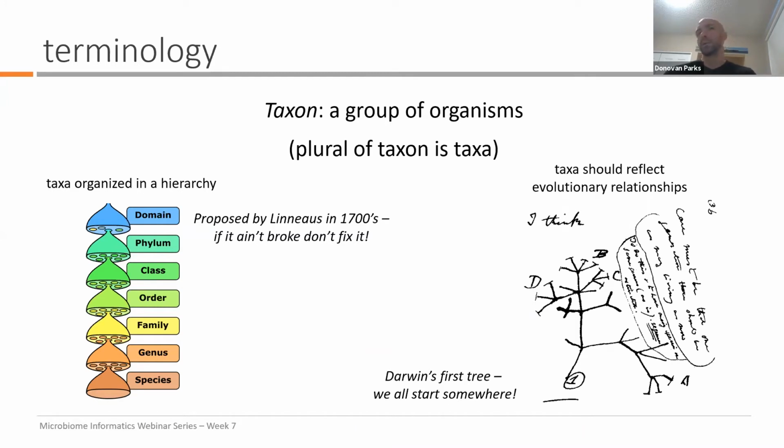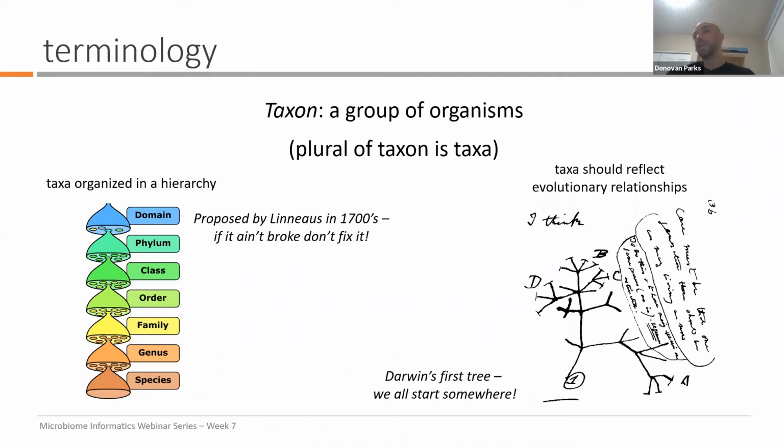Now, generally, when we talk about a taxon these days, we mean something that's in a hierarchical system. So I'm sure you've all seen this, where we have taxa going from species to genus up to domain. And this really dates back to Linnaeus in the 1700s. And it has simply proven to be a useful way to describe biological diversity. So we continue to use it.